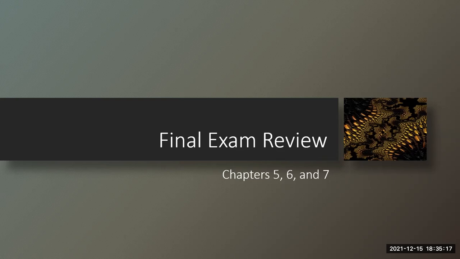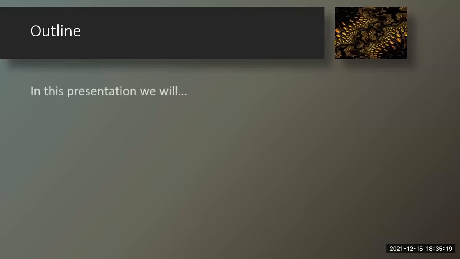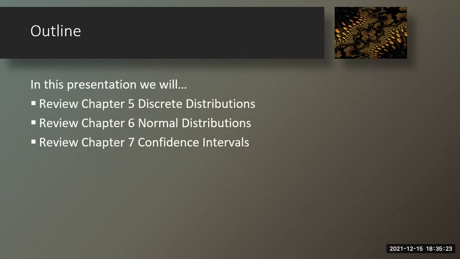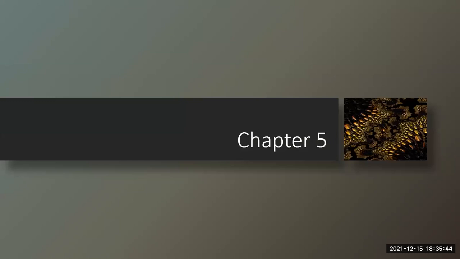All right, so let's begin with chapter 5. In fact, we're going to go ahead and review chapter 5, then 6, then 7. I'll remind you chapter 5 was discrete probability distributions. Chapter 6, normal distributions, and chapter 7 began inferential statistics with the construction of confidence intervals for means and proportions. Chapter 5.